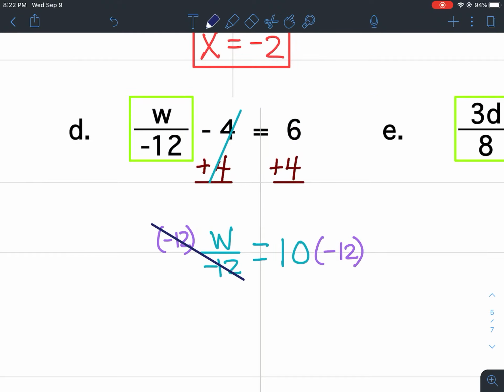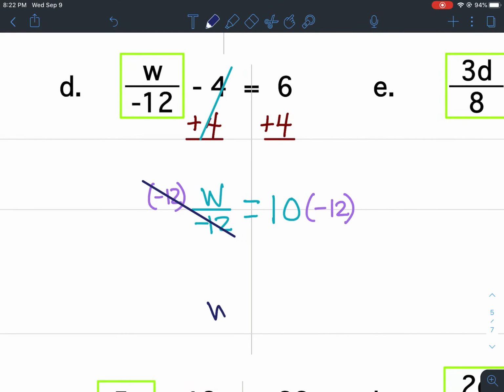They cancel. Bring down my variable. Keep my equal signs lined up. And 10 times negative 12 is negative 120.